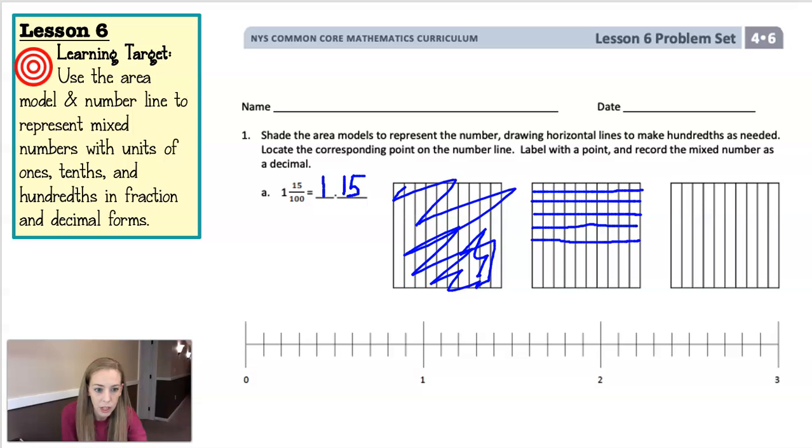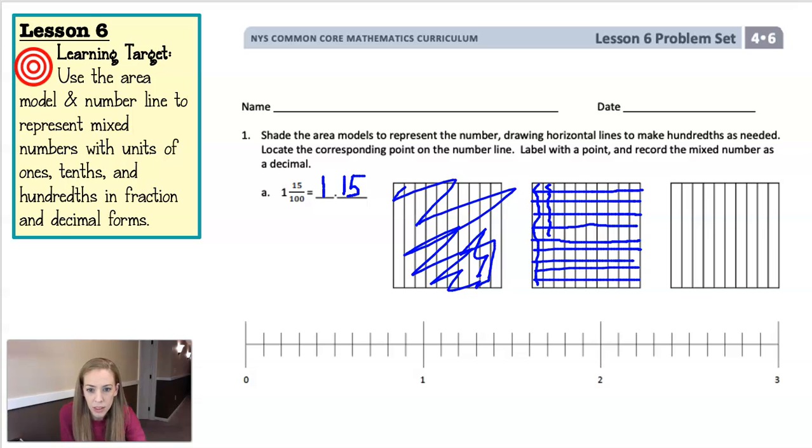1, 2, 3, 4, 5, 6. Okay, we get the idea. We'll have one full column colored in, one full one colored in, and then 5 little ones, 1, 2, 3, 4, 5, colored in to model one. This is like one whole dollar and 15 cents or 15 pennies, if you want to think about it that way, or 1 dime and 5 pennies.